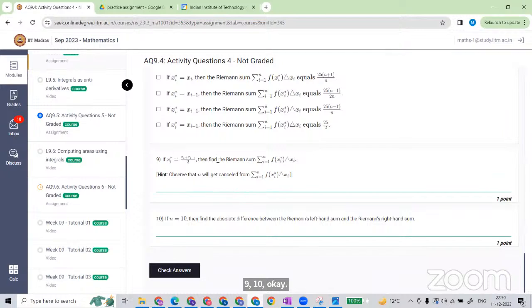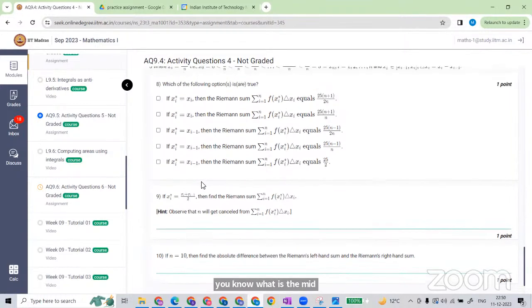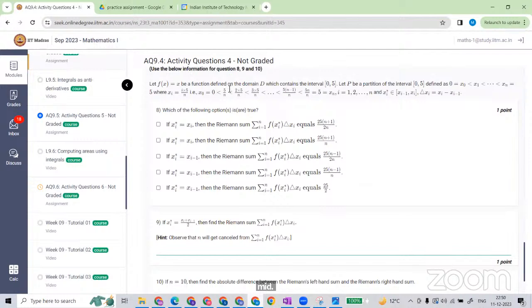This is the finding of the mid-Riemann sum, right? Do you know what the mid-Riemann sum is? Yes. Then it is fine. Here you have a function. This example we also did there, and this is exactly finding the mid-Riemann sum.